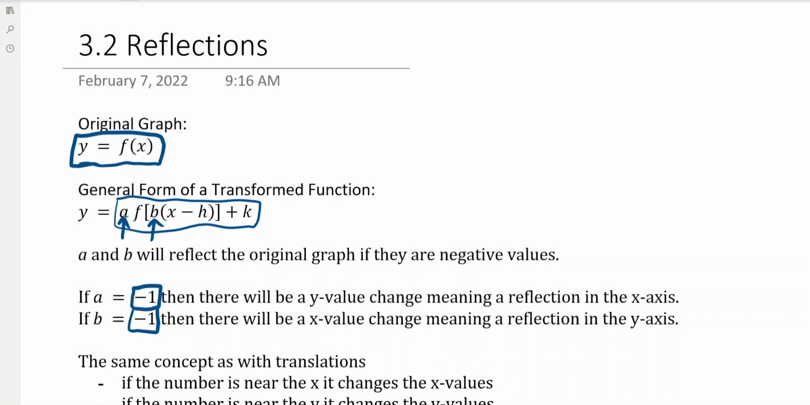So how can we remember what's going on? What we're going to do is notice, well, b is together with our x values, right? And so, because of that, it affects the x values. There will be an x value change.